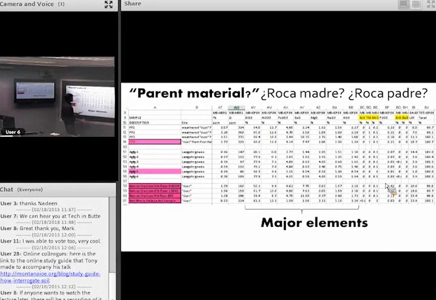So this is how the data come back from the lab. These are major elements. There's our friend SiO2, silicon dioxide. Those are big percentages, right? What I'm showing here is post-farm 1, 2, 3, 4. 4 is what we're calling our dust proxy.